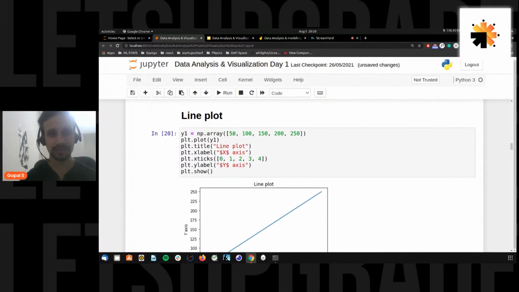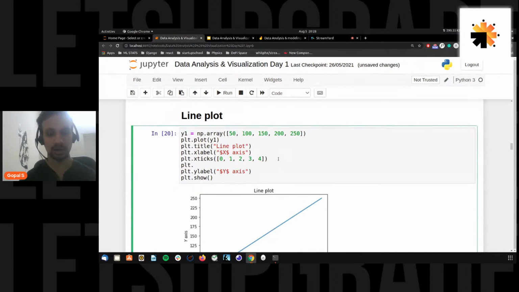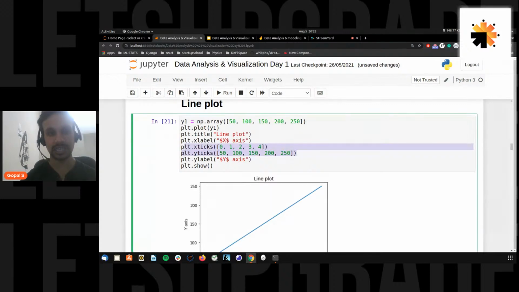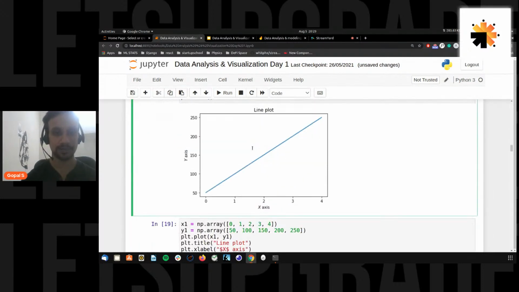And you can do the same for yticks as well. How can you do that? Just copy this and paste it here in yticks. Okay, and now you have 50, 100. So quite easy, right? You can change the tick values here as well.